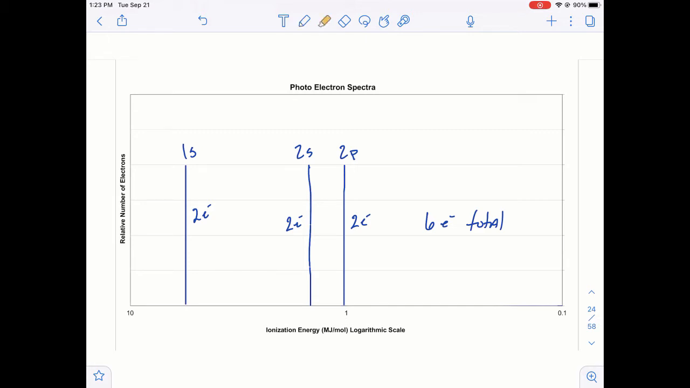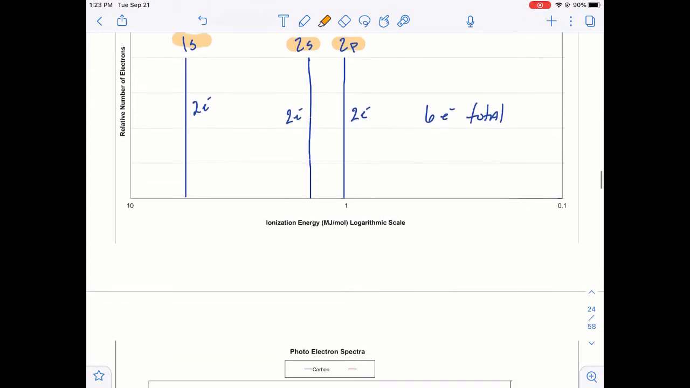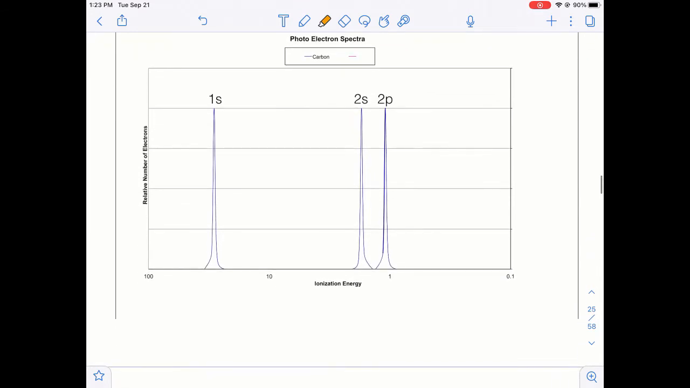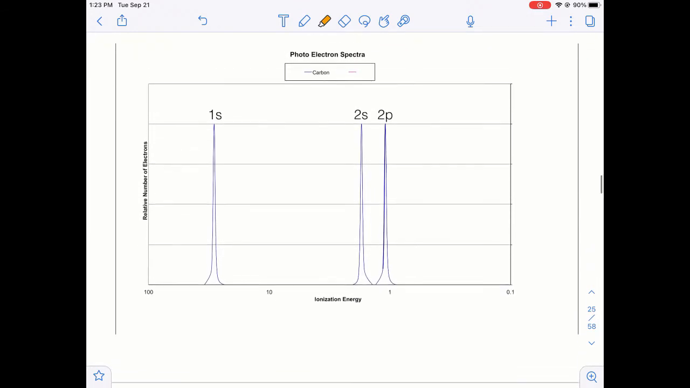This is going to represent our 1s, this is going to represent our 2s, and this is going to represent our 2p. Now I just did this rough. Here's the actual diagram to represent that.